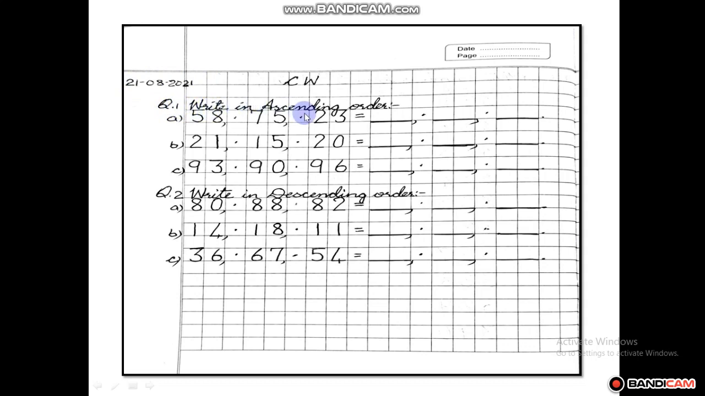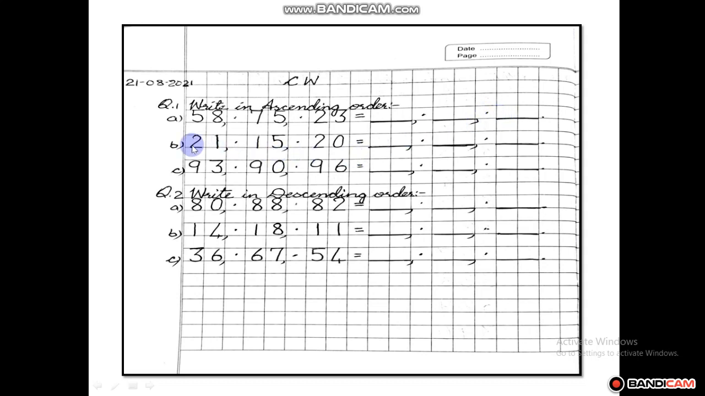Question number 1, write in ascending order. Ascending, I said those children were standing smallest to tallest. So here numbers we say smallest to greatest number. So which is the smallest number here? 58, 75, 23. Yes, 23 is the smallest number. So we'll write here 23. Then among 58 and 75, which is the smallest? Yes, 58 is the smallest. So next number will be 58. And last one is left out, that is 75. So 75 will come here. So your numbers will be 23, 58 and 75.